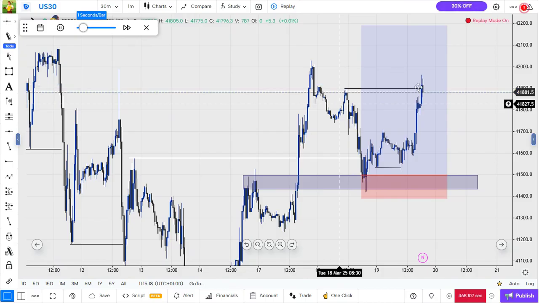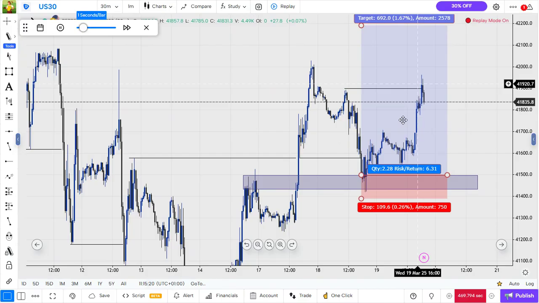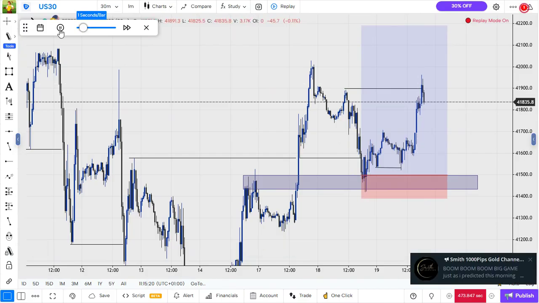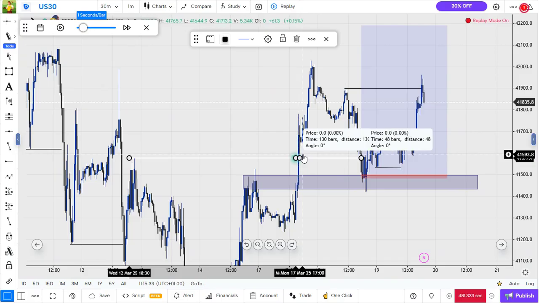TP1 hit, so this was the point I took out most of my position and let the rest run. I put my trade at break even. I'm no longer risking anything in this market as we speak. Let's see how it plays out.